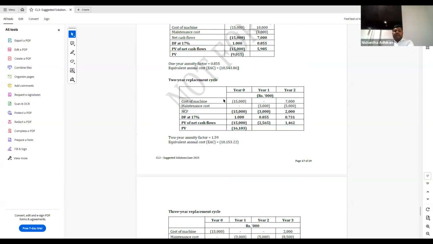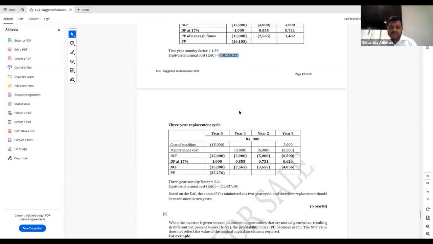If you look at these three options, this second option will be much more favorable. Annualized cost will be 10,153. Therefore, it should be replaced every 2 years. This is like NPV, the annualized NPV. This has the lowest cost option. Therefore, each machinery should be replaced every 2 years.